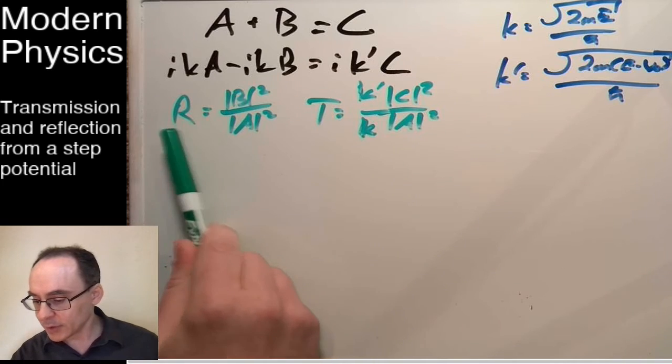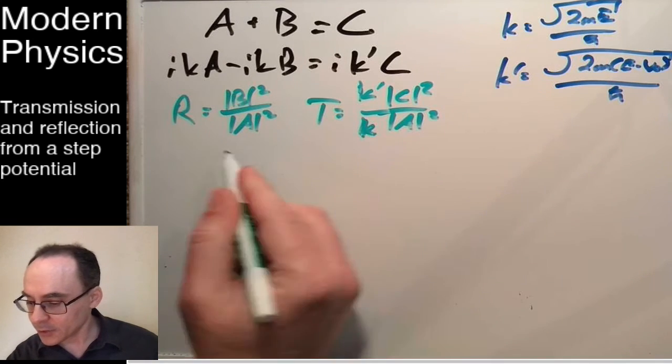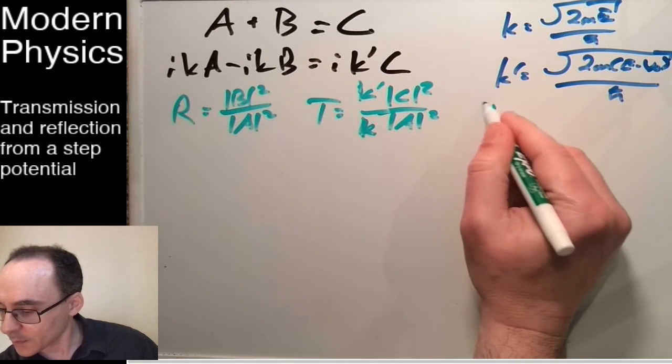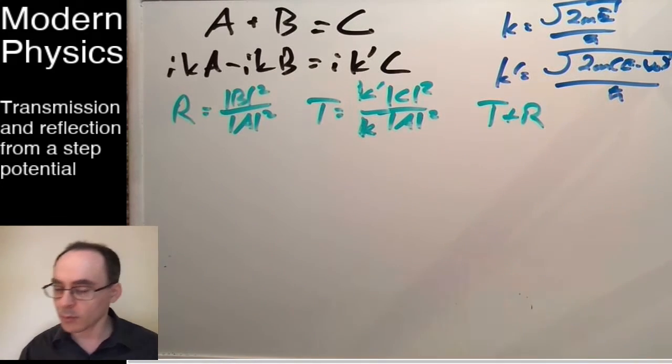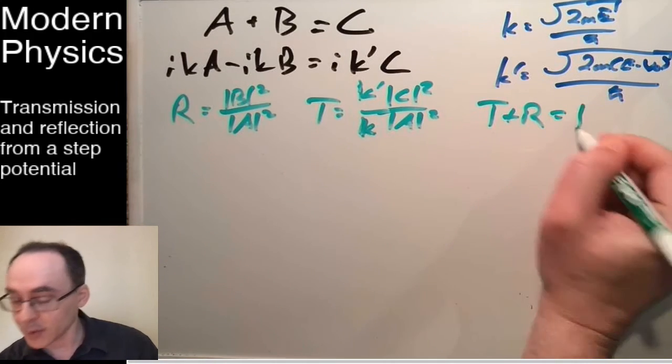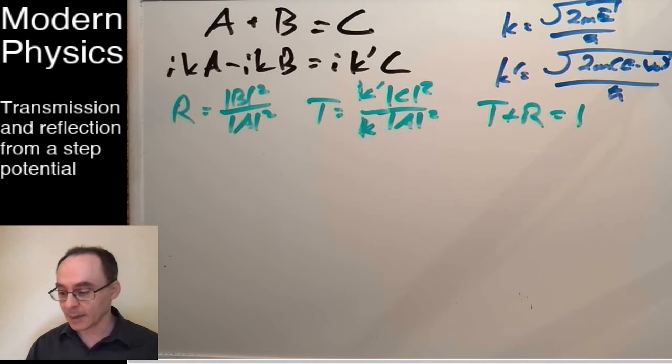And these are probabilities. What we should have automatically, but we can check it at the end, is that if we add up the probability of a particle being transmitted plus the probability of a particle being reflected, hopefully that's 100%. One of those two things has to happen.